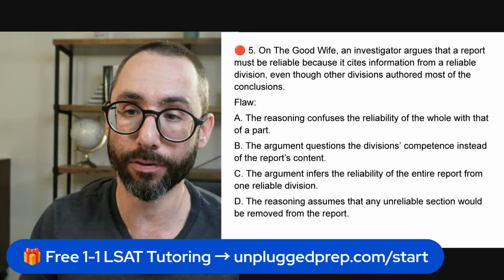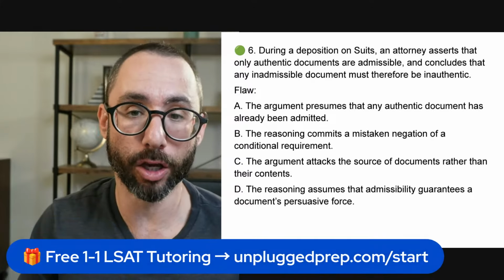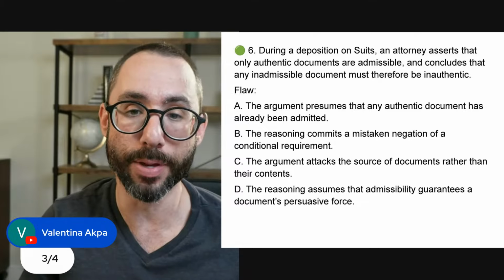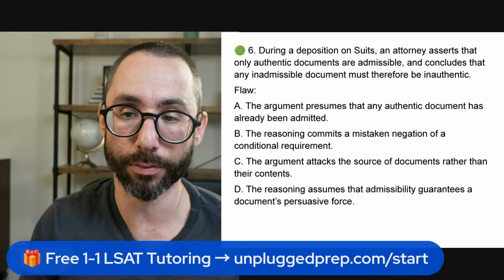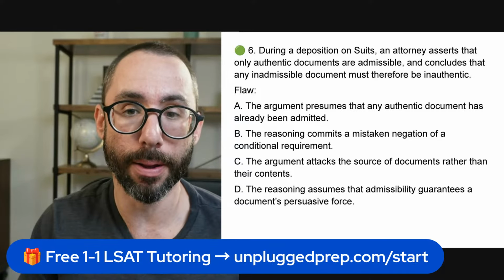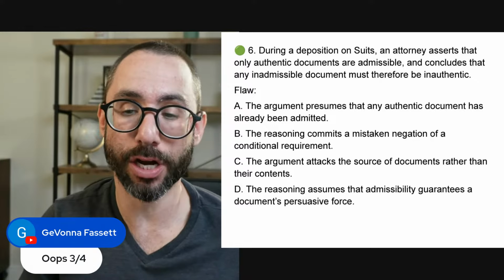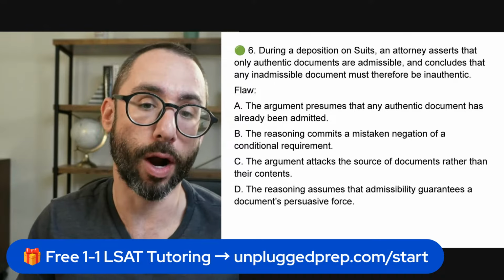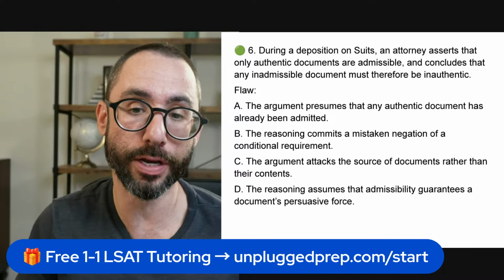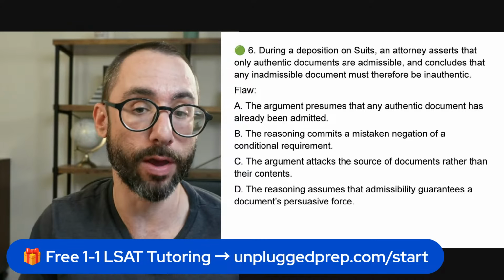On to number 6. During a deposition in Suits, an attorney asserts that only authentic documents are admissible and concludes that any inadmissible document must therefore be inauthentic. What is the flaw? A, the argument presumes that any authentic document has already been admitted. B, the reasoning commits a mistaken negation of a conditional statement, of a conditional requirement. C, the argument attacks the source of documents rather than their contents. Or D, the reasoning assumes that admissibility guarantees a document's persuasive force.